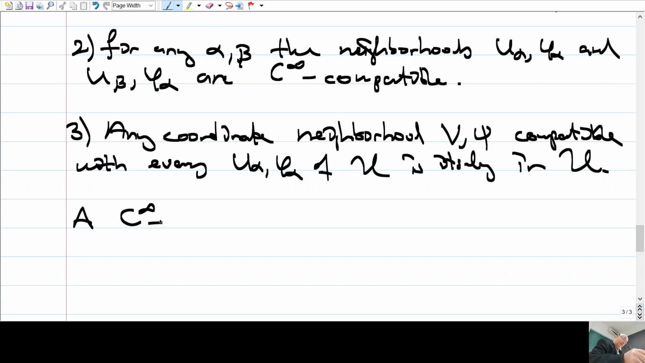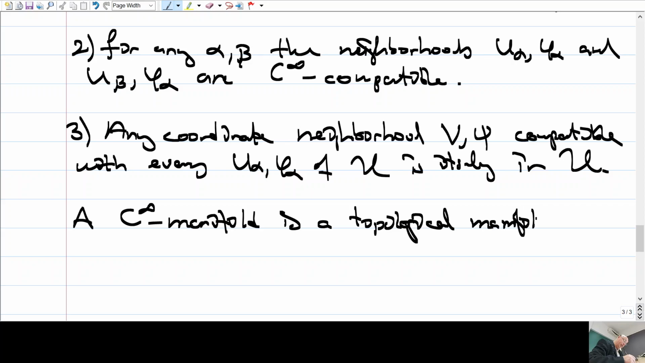A C infinity manifold is a topological manifold together with a C infinity differentiable structure.